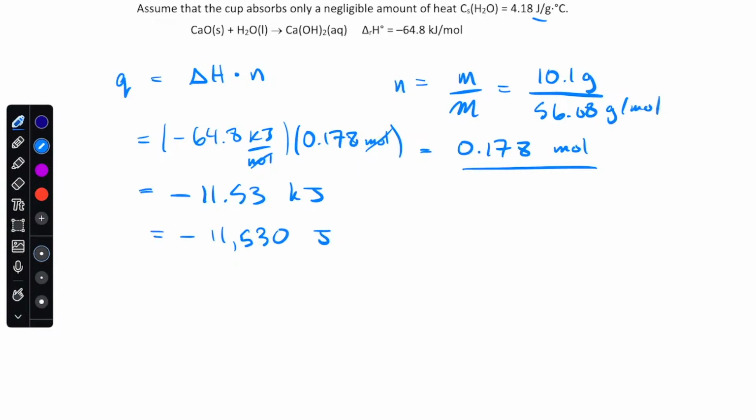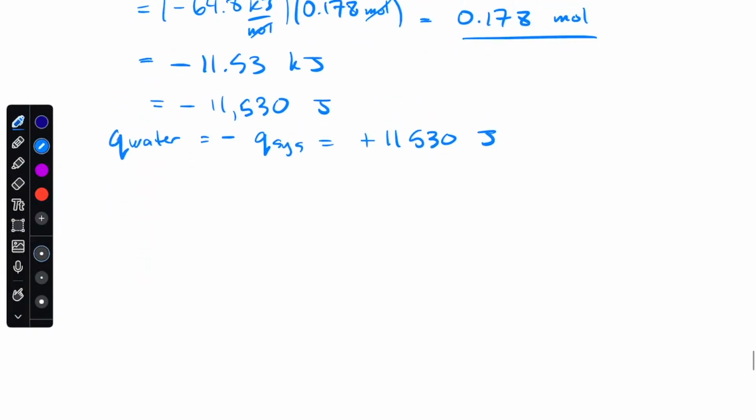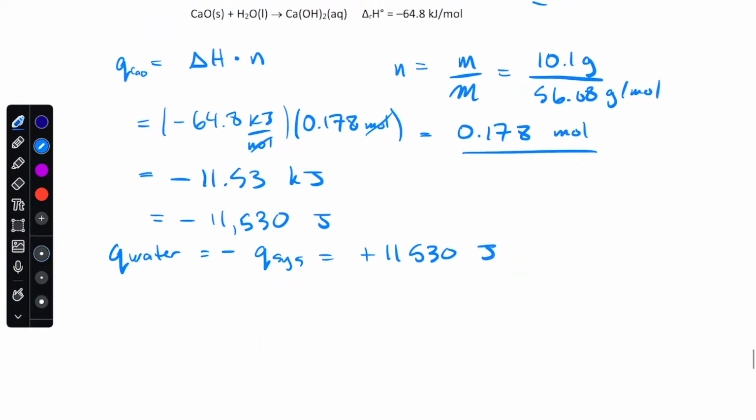So that is the Q of the system, which is the CaO. The Q of the water, which is the surroundings, is going to be equal to the negative of the Q of the system, which is equal to positive 11,530 joules. Q of the system is the reaction itself, the calcium oxide. Q of the water is the surroundings, in this case. The water is going to be absorbing all the heat that was given off by the system. Okay, so that's good.